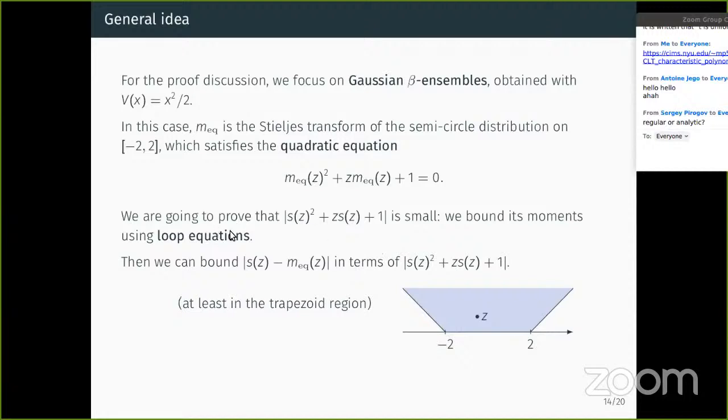To do this, we will use loop equations. But once this is known, if you know that S satisfies the same equation as M, then you can prove that S is close to M, at least in the trapezoid region. That's where the trapezoid region comes from. The quadratic equation has two solutions, and one thing to do is to identify whether you are close to this solution or to the other solution. This is easy to do in the trapezoid region, because knowing that both quantities have a positive imaginary part is enough to identify which solution is the correct one. So now the main goal is to bound moments of S squared plus zS plus 1 using loop equations.